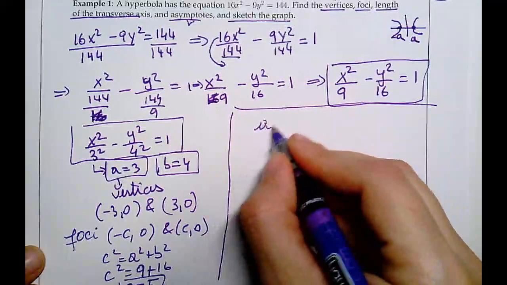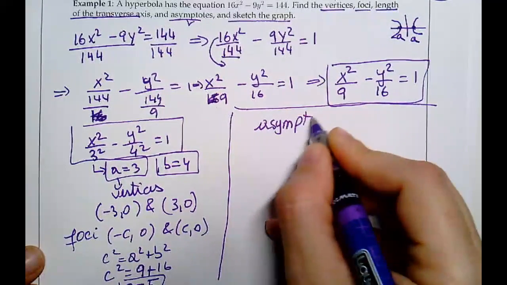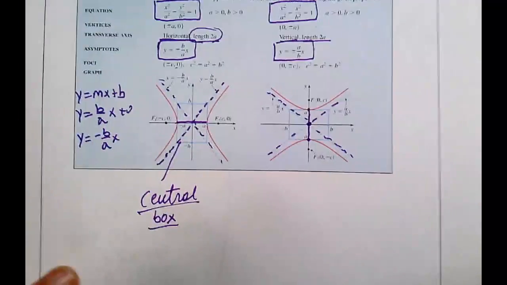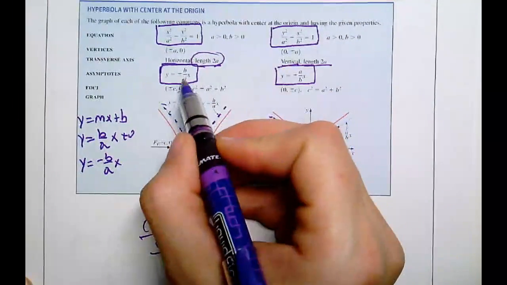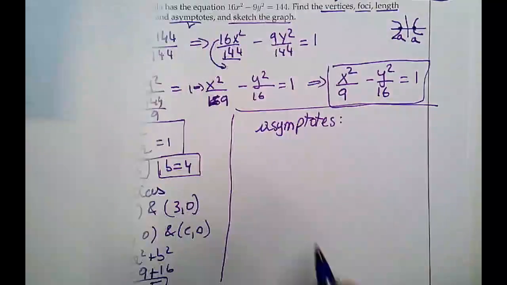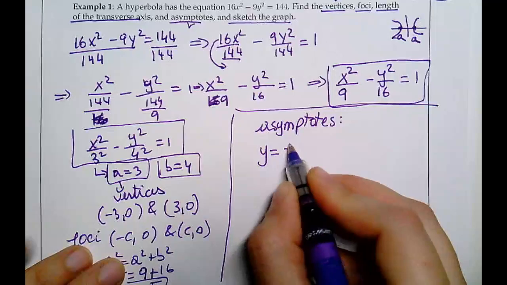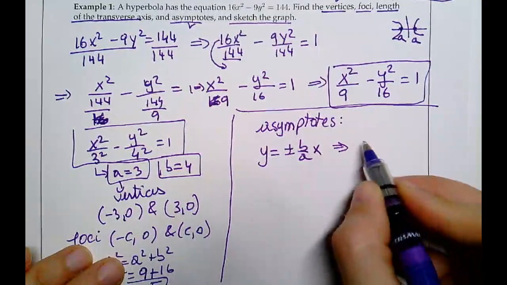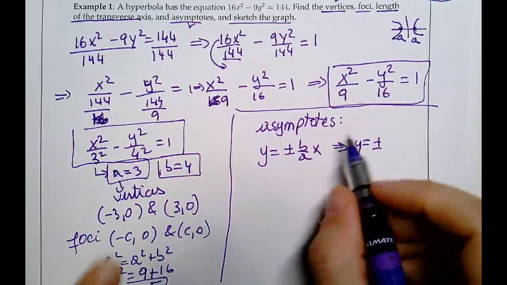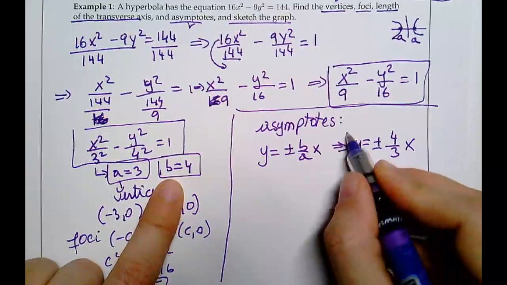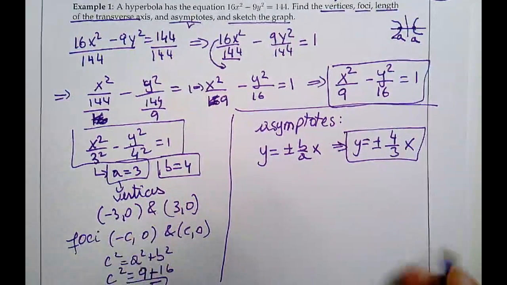Now asymptotes. So the asymptotes are going to be the two lines y equals plus or minus b over a times x. So I simply just have to substitute what b is. Well, b is 4 and a is 3. So these are the asymptotes.